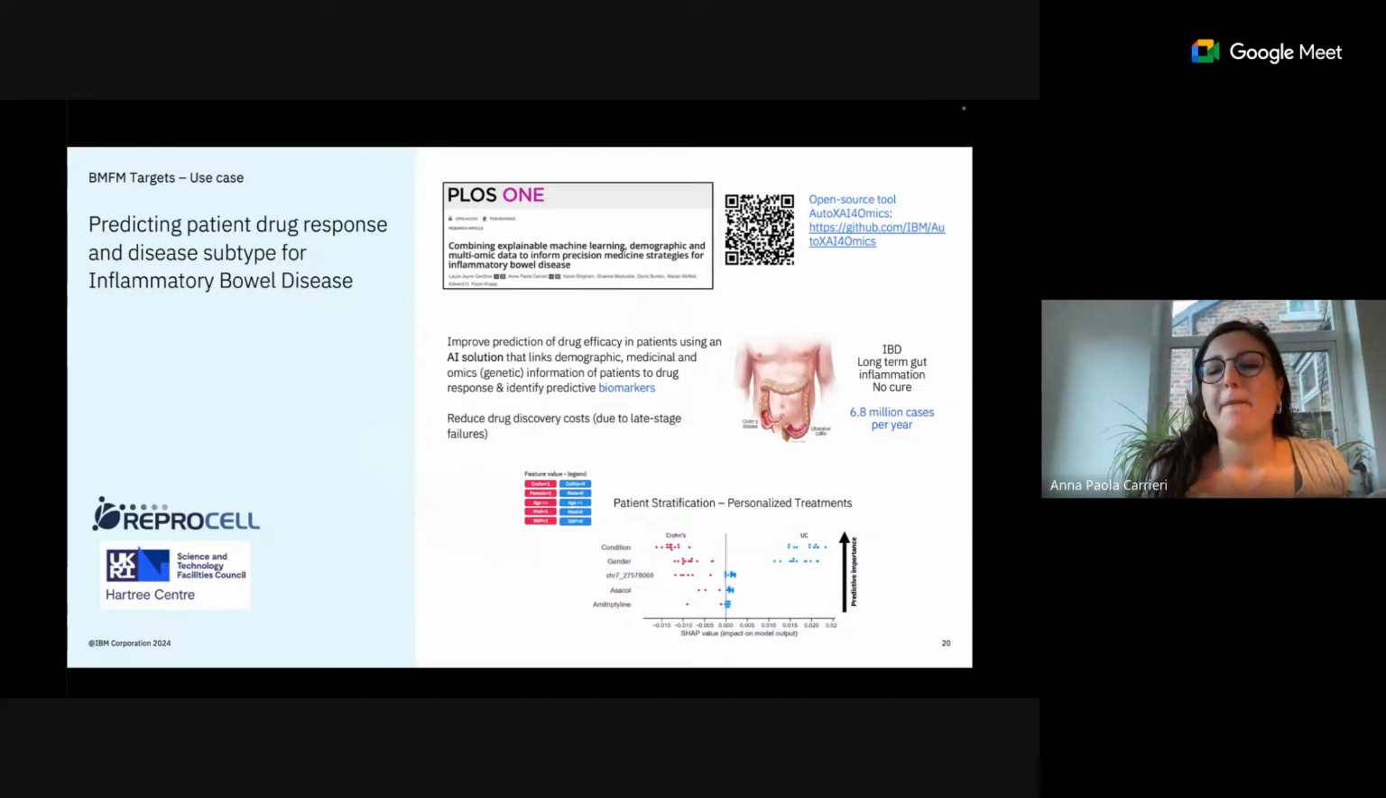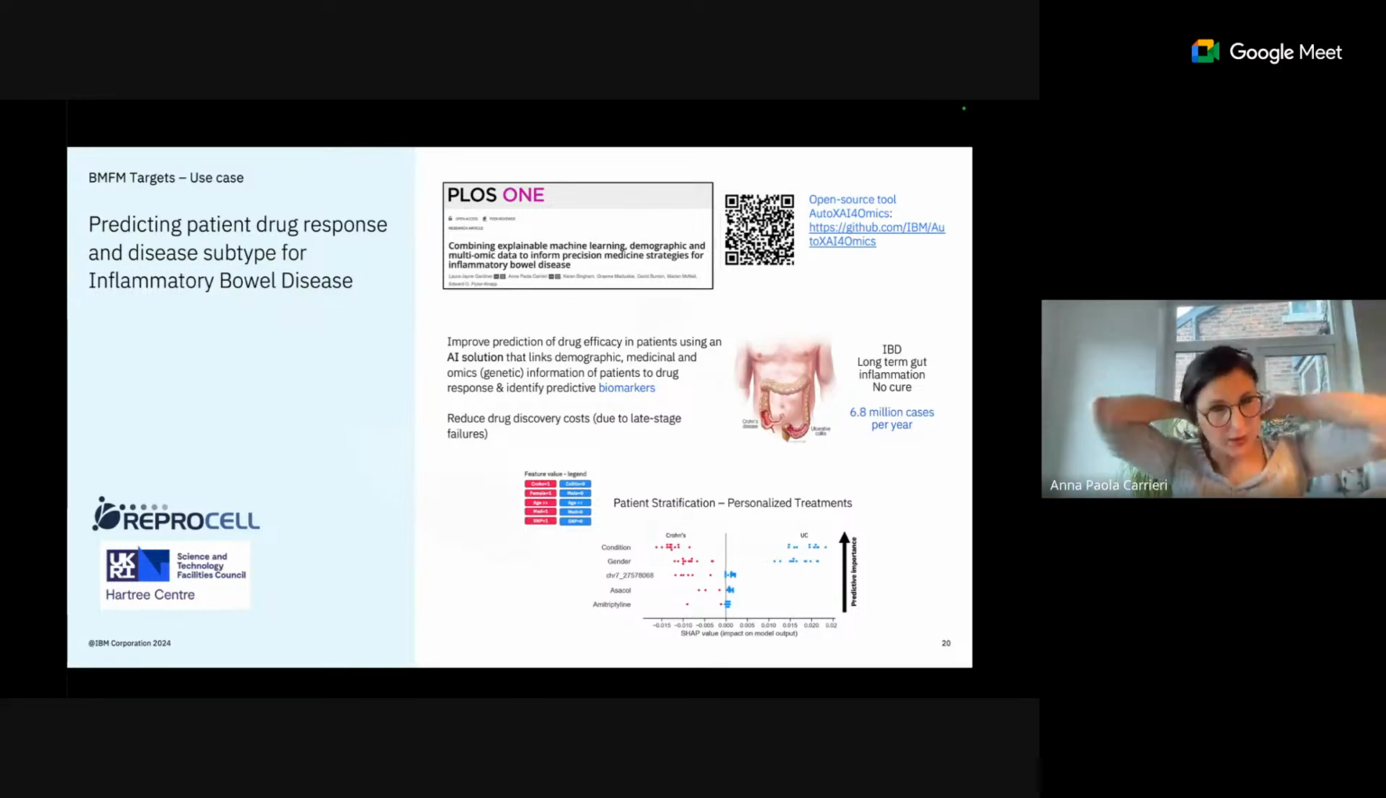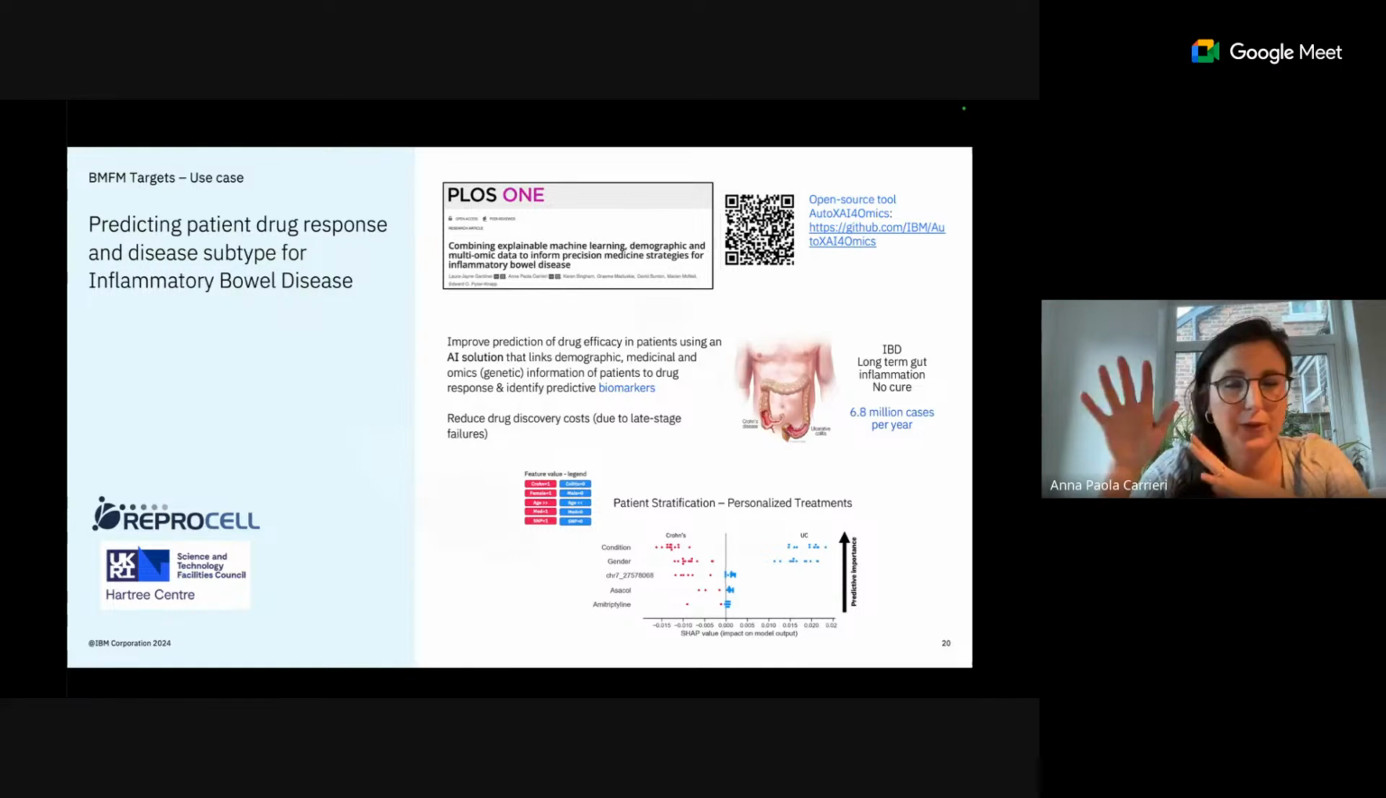So to talk about our transcriptomic use case, I will first mention a previous paper that we published with one of our clients we work with called Represent. This is a paper from 2022, I think, so it's a previous work that we did. Here we used traditional machine learning, and in particular the tool called AutoXAI for omics that I showed at the beginning of the presentation, classical methods.